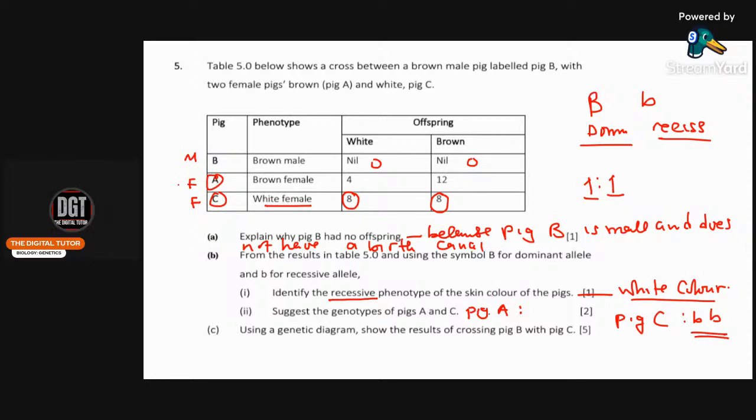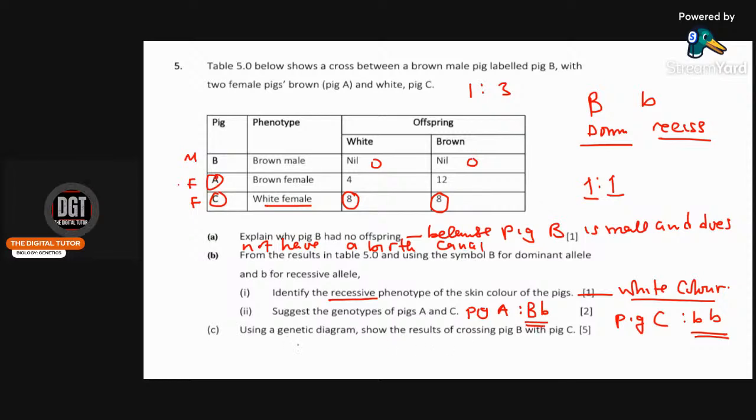What about pig A? Now, pig A, if you look at it, in terms of ratios of offspring is 1 to 3. So this one can only be possible if this is heterozygous. So this one is Bb. That is the genotype for this.